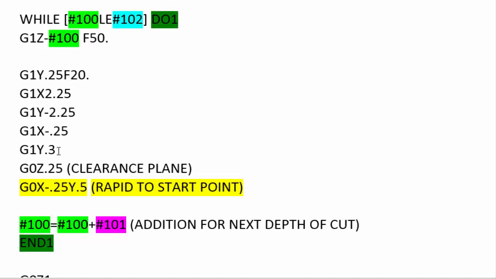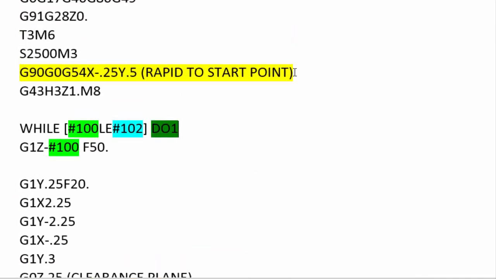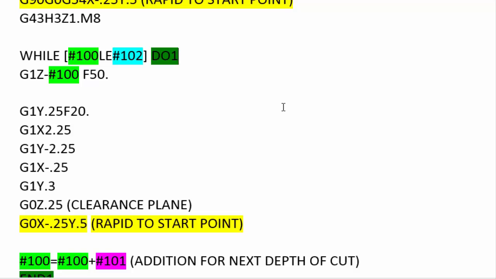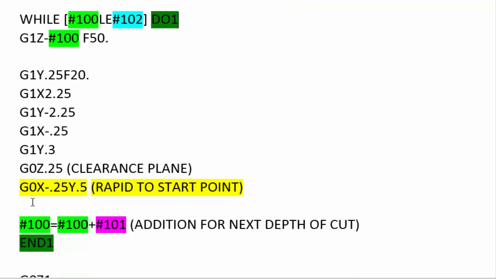When we're done right here at the G1 Y.3, we're going to rapid to a clearance plane of Z.250, or a quarter inch. Then we're going to rapid back to the start position, which is equal to this line up here. I've purposely colored them yellow so that you can easily identify them. And then once we're back to our start point, we're going to use the variables to get ready for the next depth of cut.